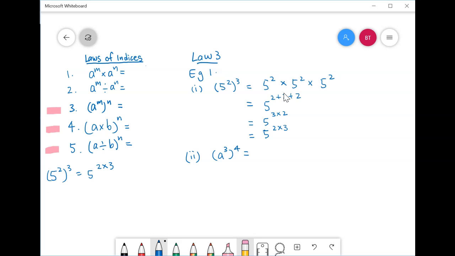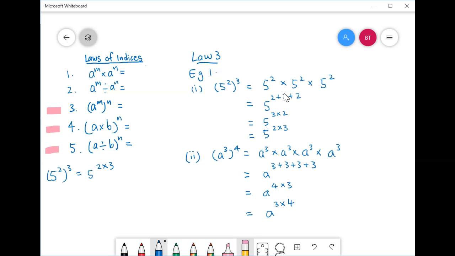In part 2, let's see whether a similar thing happens. I have a to the power of 3, a to the power of 3, a to the power of 3, a to the power of 3, a total of 4 of them. They all get multiplied together. Again, I'm going to use law 1 because all the bases are the same, so all the powers get added together. 3 plus 3 plus 3 plus 3 becomes 4 groups of 3, and numerically, it is also equivalent to 3 groups of 4.